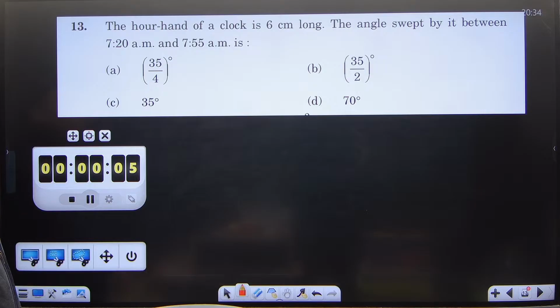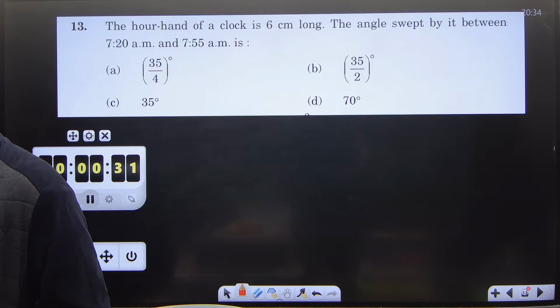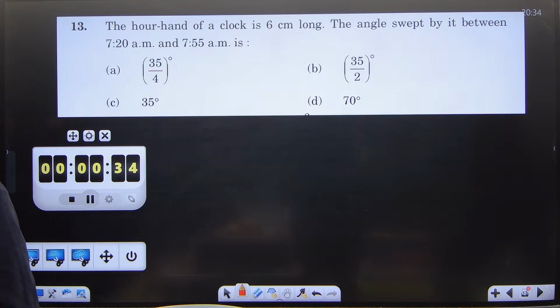So the hour hand of a clock is 6 centimeter long. The angle swept by it between 7:20 to 7:55 a.m. is... You can take all the 2 minutes. Kabir, this question has merit. And others can give it a try.